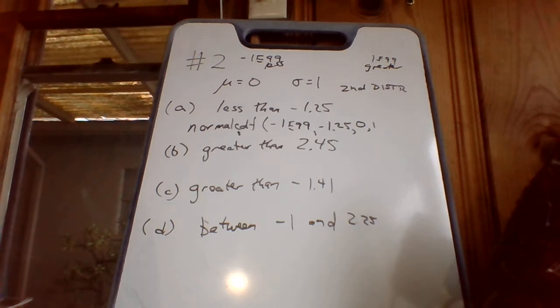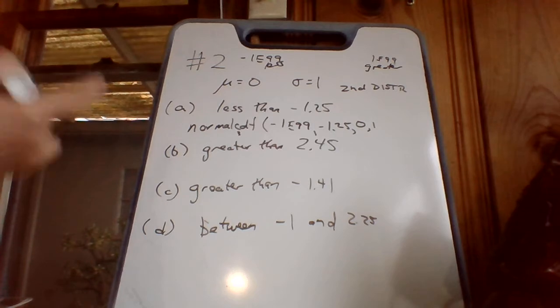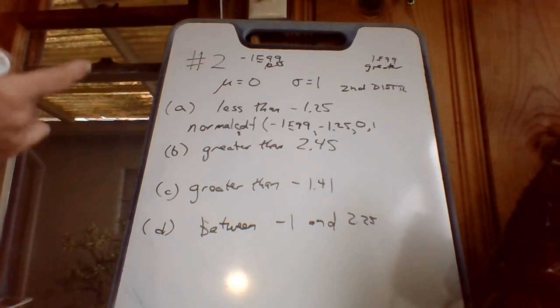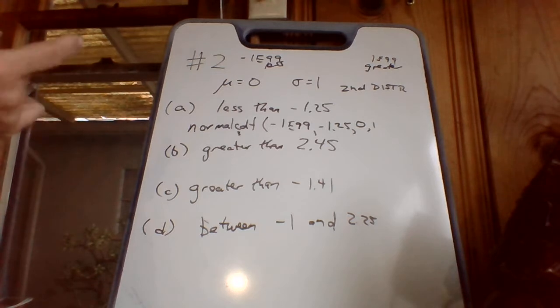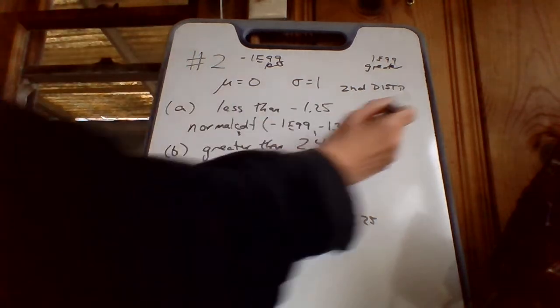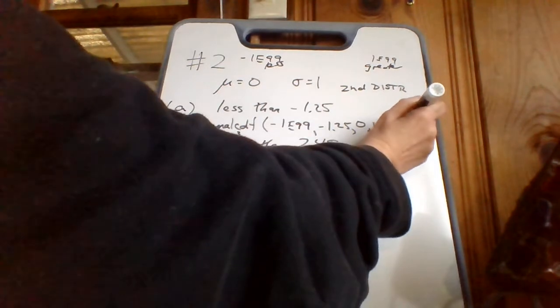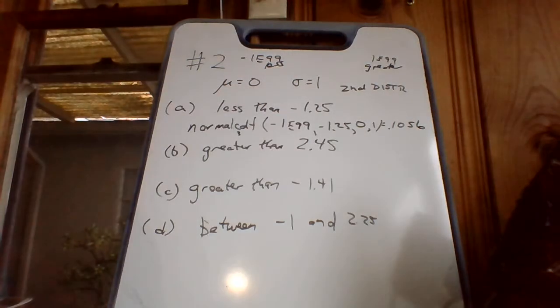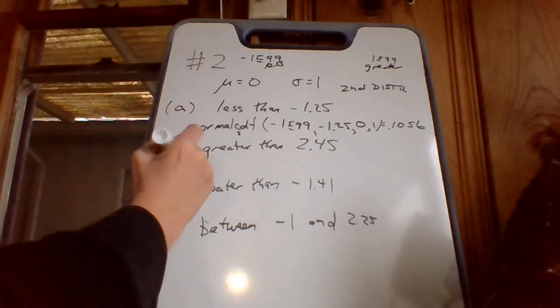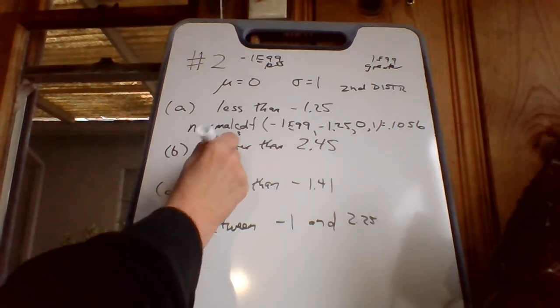Okay, so if I put all that in, normal CDF, negative, use the negative button, not the minus, negative 1e99, comma, negative 1.25, comma, 0, comma, 1. If I put all that in, I get 0.1056. That's what it was asking for. It's asking for some kind of probability, and you're not really supposed to convert them into percents, so that is a probability. It's between 0 and 1. Normal CDF.